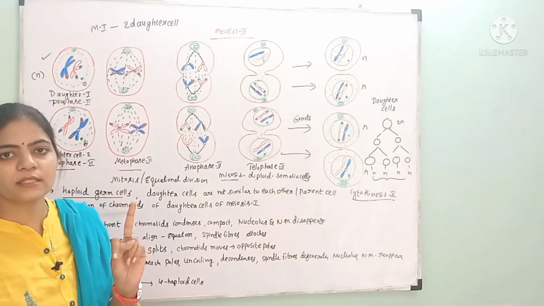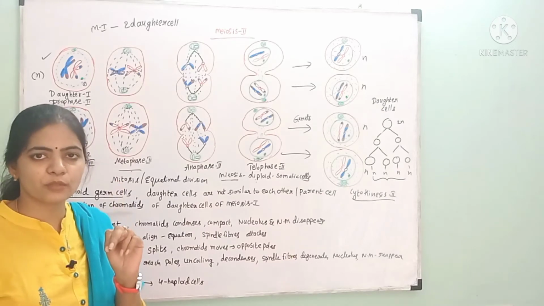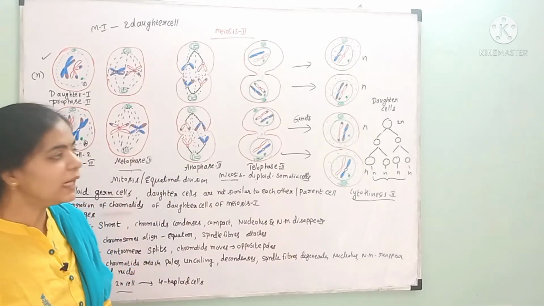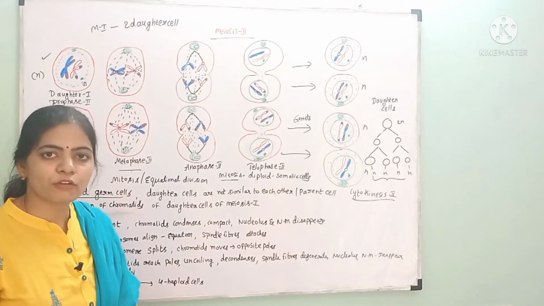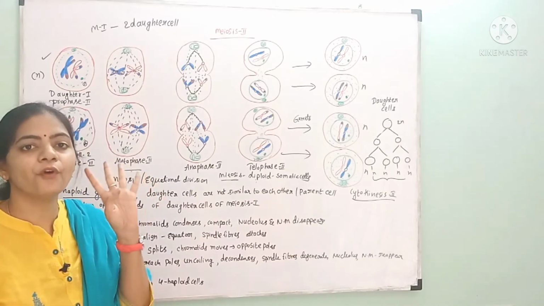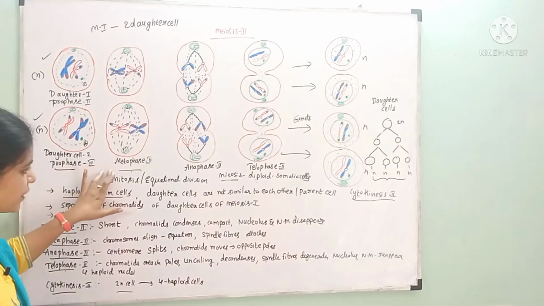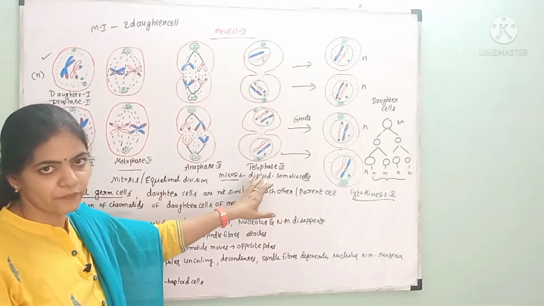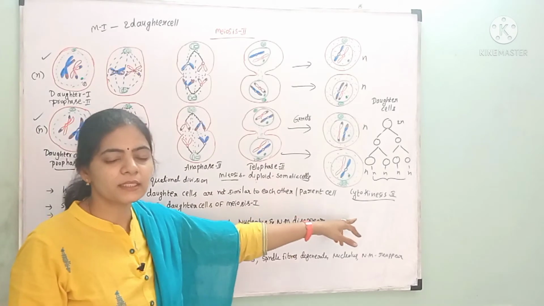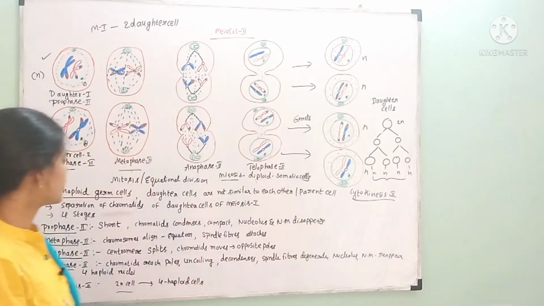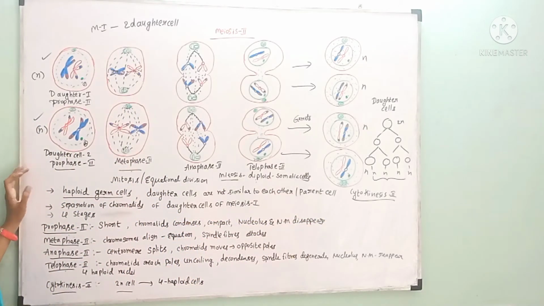One is karyokinesis and the other is cytokinesis, which is similar to mitosis. In karyokinesis, how many stages are there? Four stages. What are the four stages? Prophase 2, metaphase 2, anaphase 2, telophase 2, which is followed by cytokinesis 2. The first one is prophase 2.